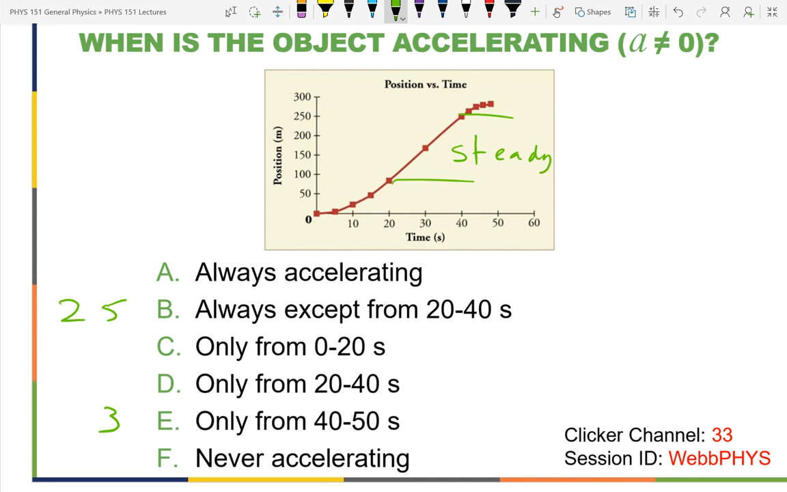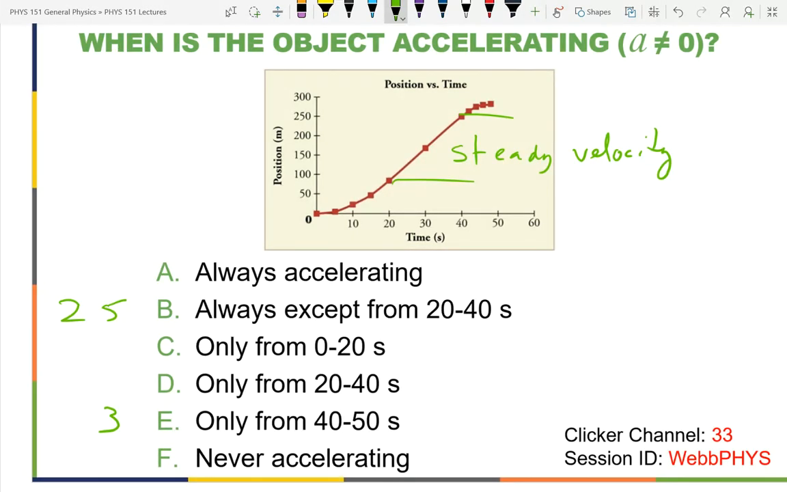accelerating. Okay, you said steady acceleration. That's true, but steady velocity. Yes, it's true when you say steady acceleration, but that's a steady acceleration at zero. What we wanted was the steady velocity. So that's right. It was a steady velocity there, so that's when you had an acceleration of zero. Everywhere else, the velocity was changing.